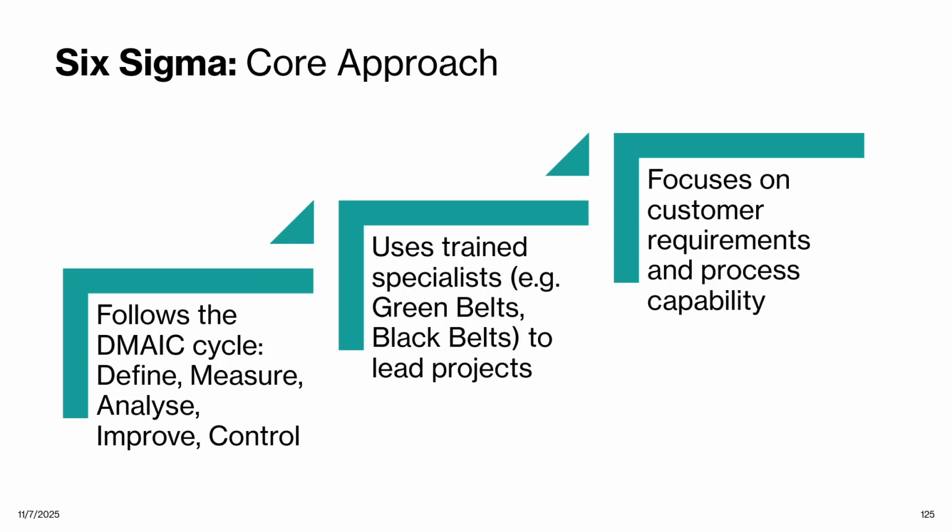So the core approach to Six Sigma follows the DMAIC cycle, which is where you have to define, measure, analyse, improve and control. It also uses trained specialists such as green belts and black belts to lead projects. Additionally, it focuses on customer requirements and process capability.